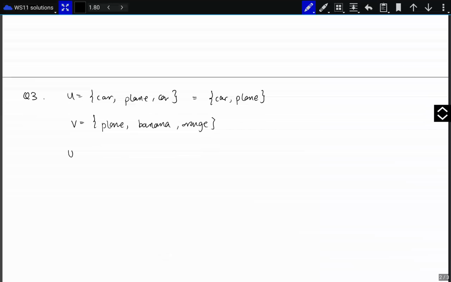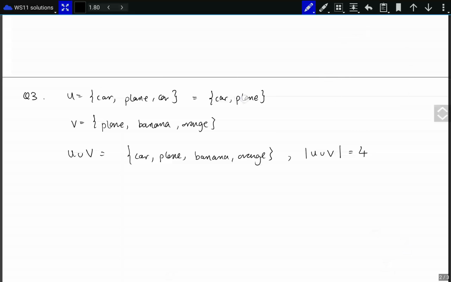Therefore, the regular union u union v is equal to car, plane, banana, orange. We're allowed repeats, but they only count once, and the size or cardinality is 4. The disjoint union, however, must be size 5 because there's 2 in u and 3 in v.